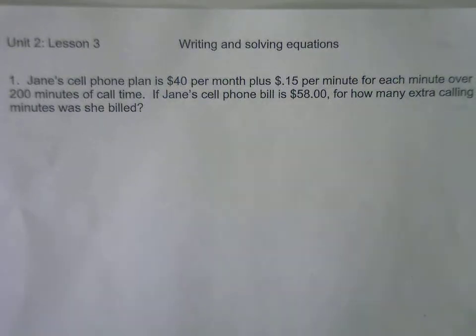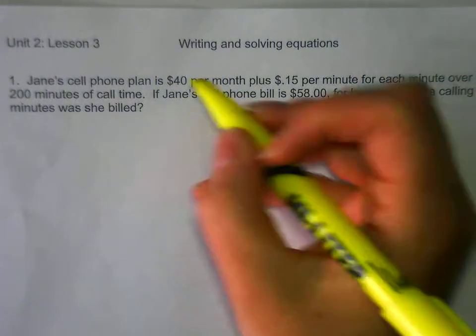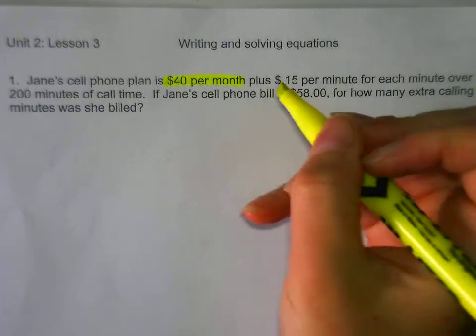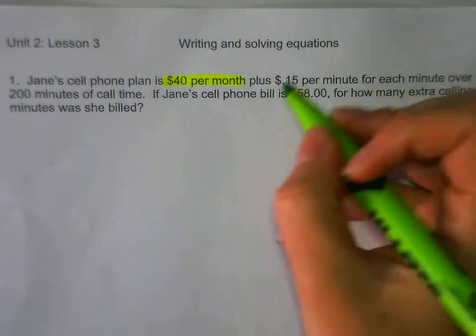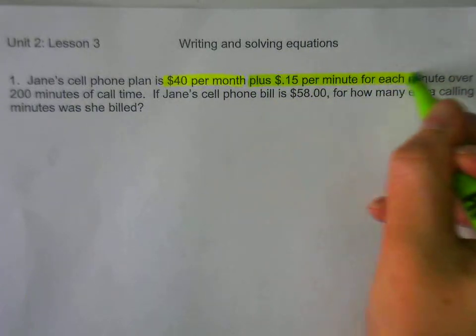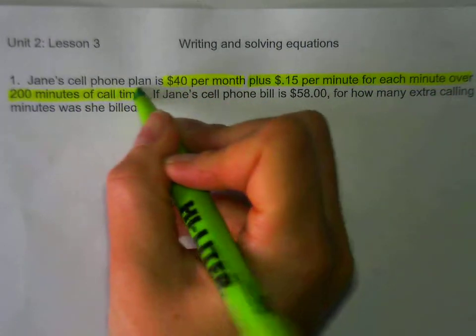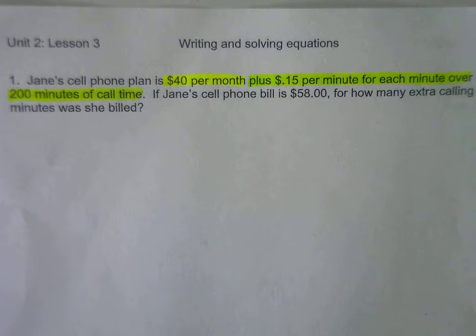Today we're going to be looking at how to write and solve equations. So for example 1, Jane's cell phone plan is $40 per month. So she's paying $40 every month, plus she is paying 15 cents for every minute over 200 minutes of call time. So that means that she is able to talk on the phone for 200 minutes, and then after that she's being charged 15 cents for every minute she goes over.